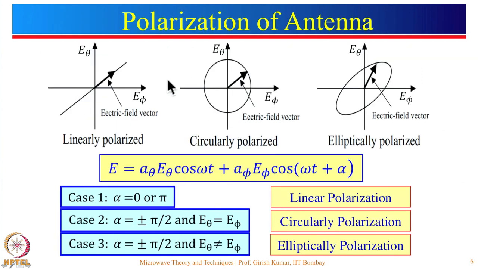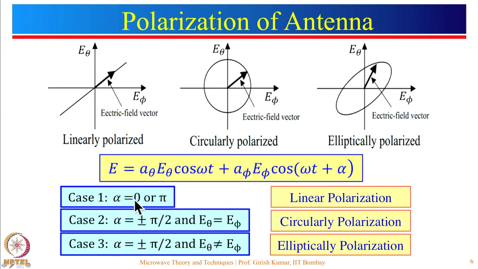The next thing which we are going to define is polarization of antenna. So there are three different types of polarization: linear polarization, circular polarization, elliptical polarization. So how do we get these polarization? One has to see a total electric field may have E theta component and E phi component. So this is E theta component, this is E phi component. And between the two components, there may be a phase change which is given by alpha.